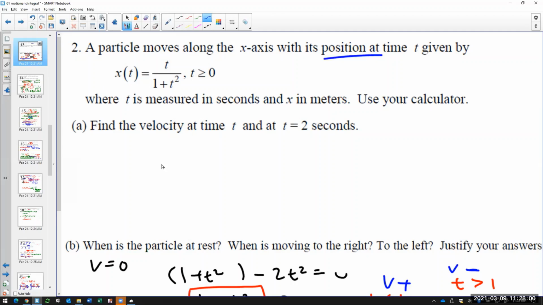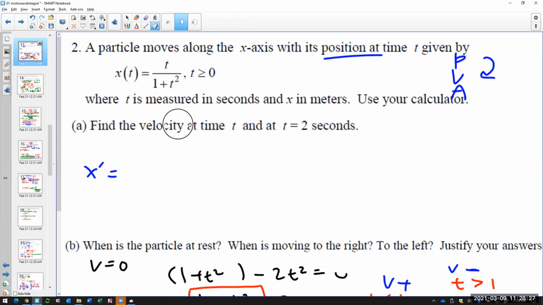Okay, so I'm given position and I want velocity. Am I going to take the derivative or the integral? Position to velocity, what am I doing? Derivative. Okay, guys, you need to figure out if you're going to do derivative or integral now. If this is the derivative, I'm going to take the derivative of x to get x prime. Is everybody good with that? Okay, so let's do x prime.